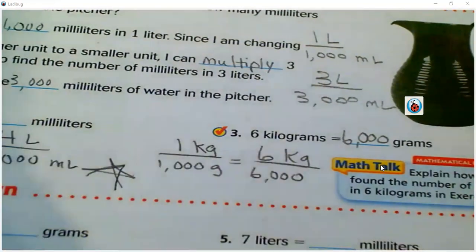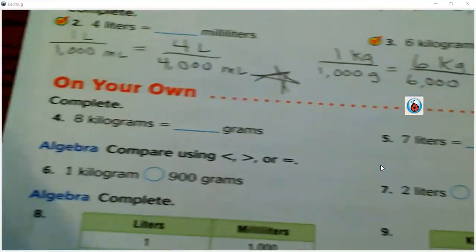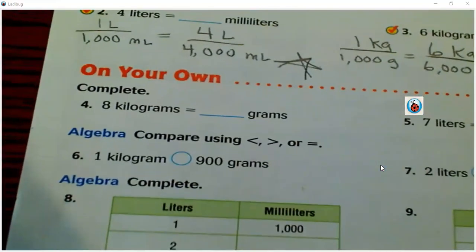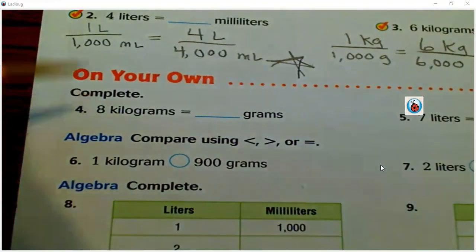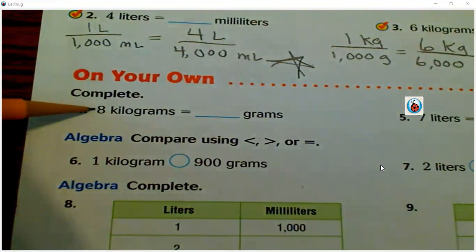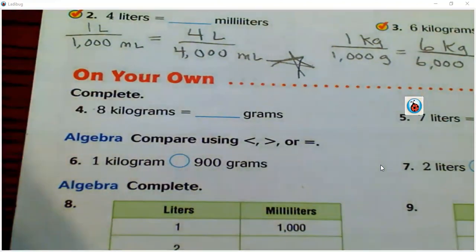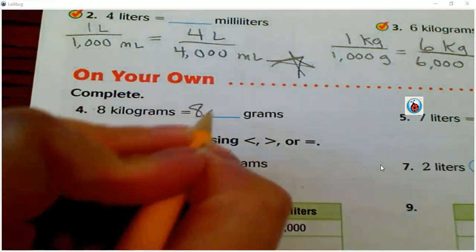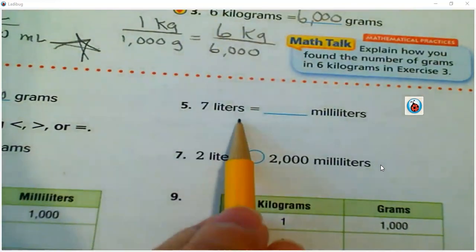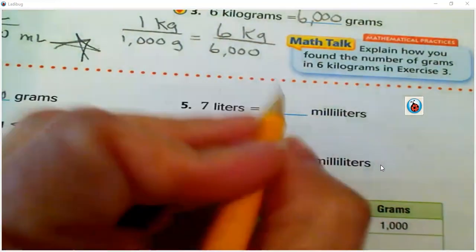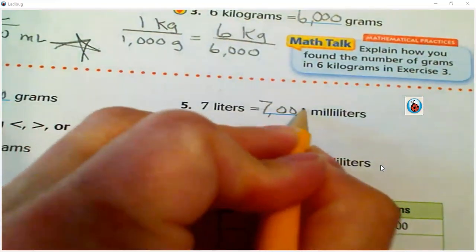Funny looking star. Okay, moving on. Same thing here. On your own. Give it a second. You try it. Can you figure that out? Maybe even in your head. 8 kilograms is, times it by 1,000, 8,000 grams. 7 liters times it by 1,000, 7,000 milliliters.